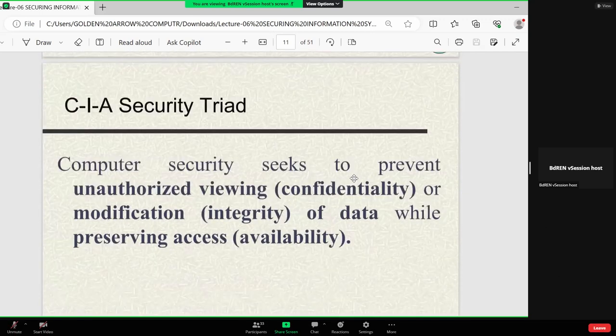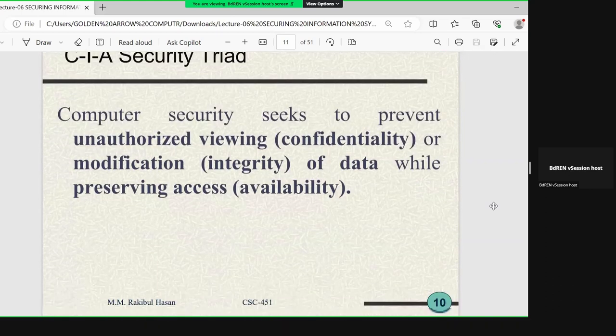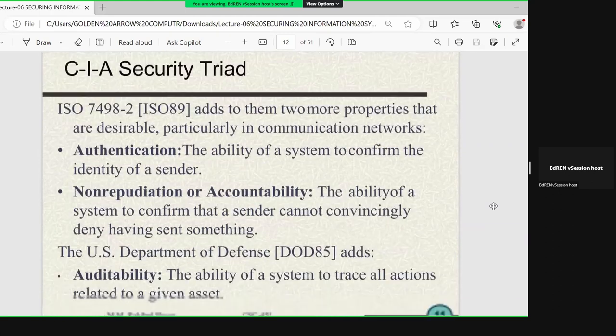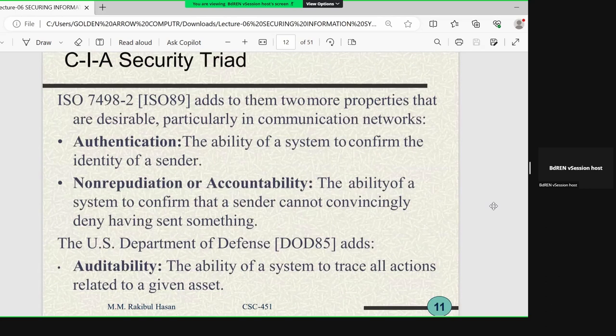But nowadays, by using only these three parameters, you cannot claim my information system is secure, because nowadays we are using the internet. Because of the internet, a number of vulnerabilities arise. That's why to protect our system, only CIA is not enough. That's why ISO, International Standardization Organization, basically added two parameters to that CIA. They said that only CIA is not enough, as we are using the internet nowadays with our computer. That's why you have to think about authentication as well as non-repudiation.